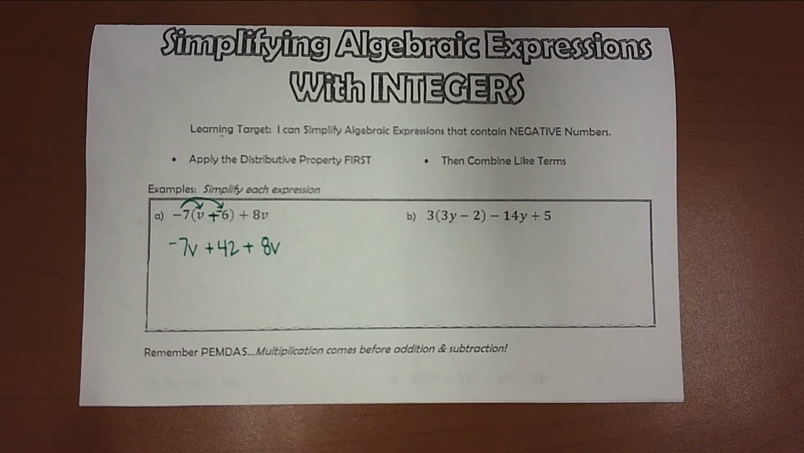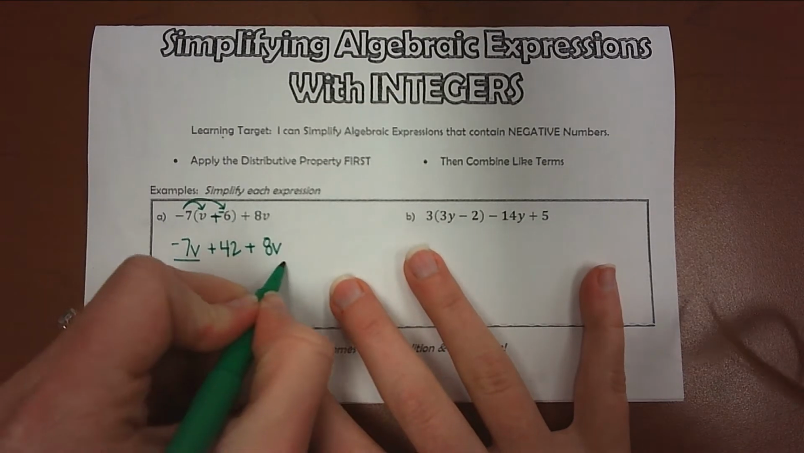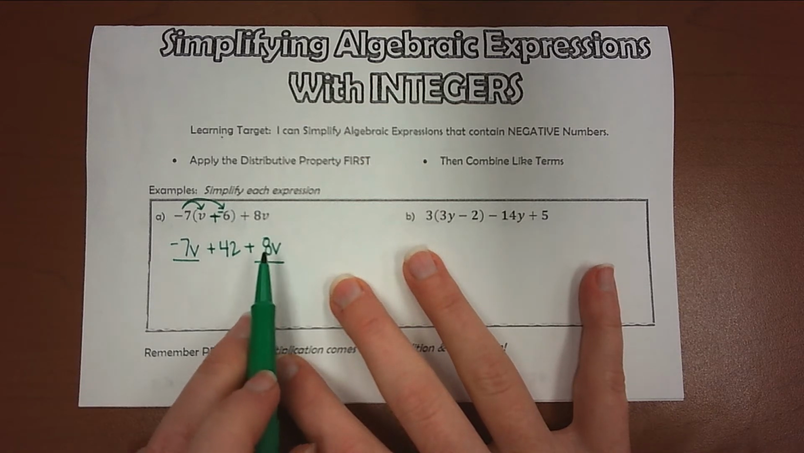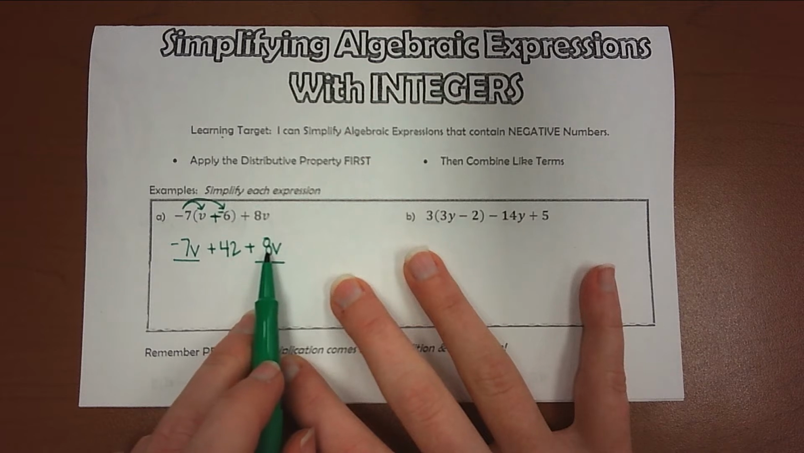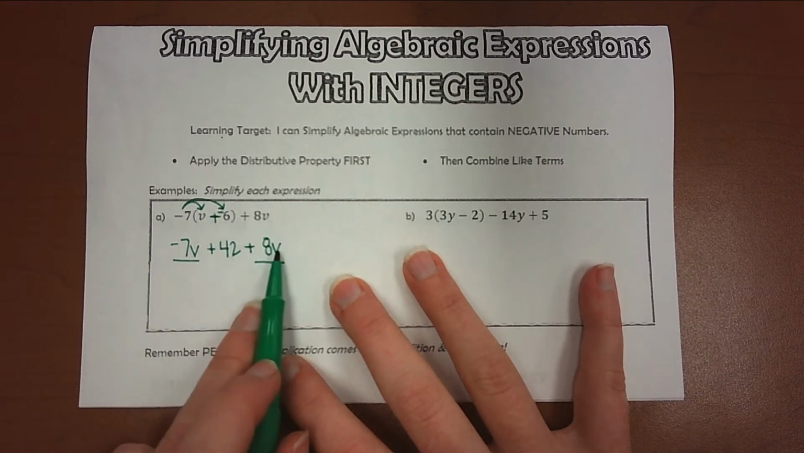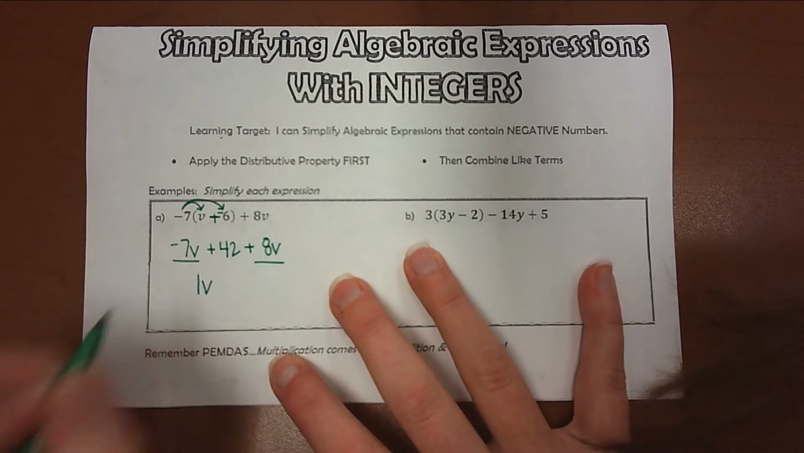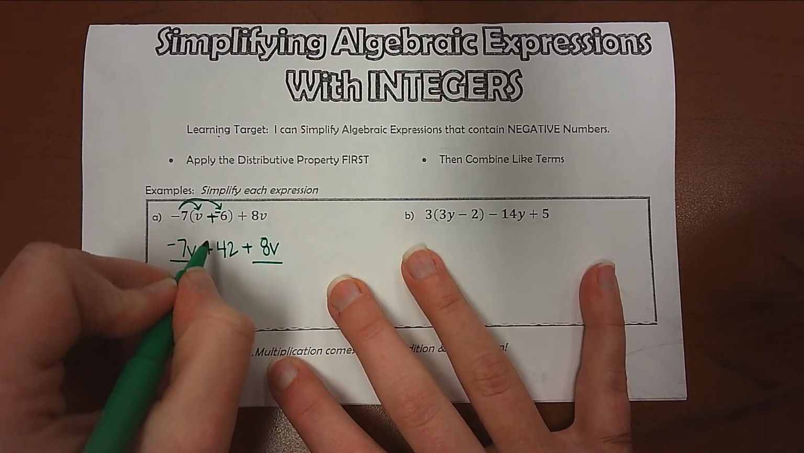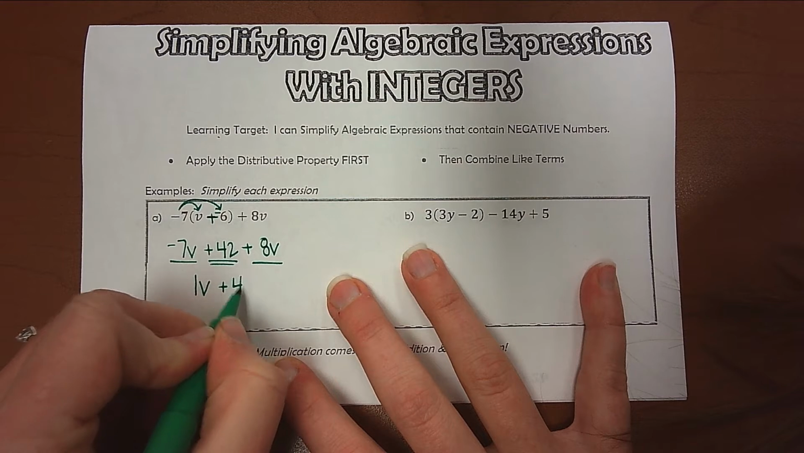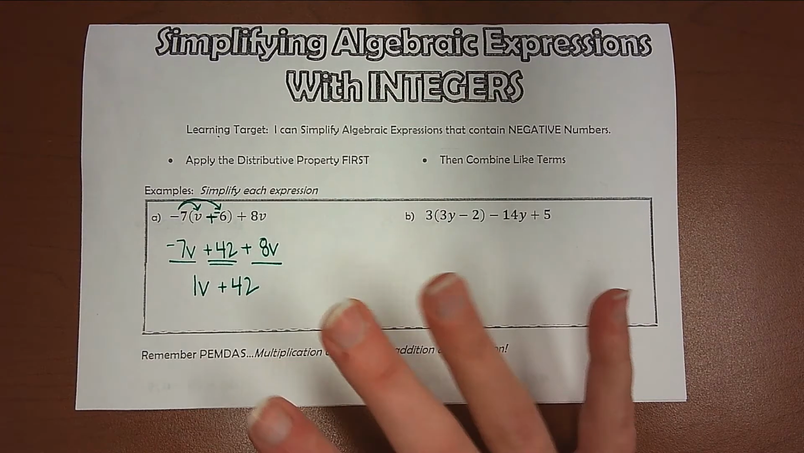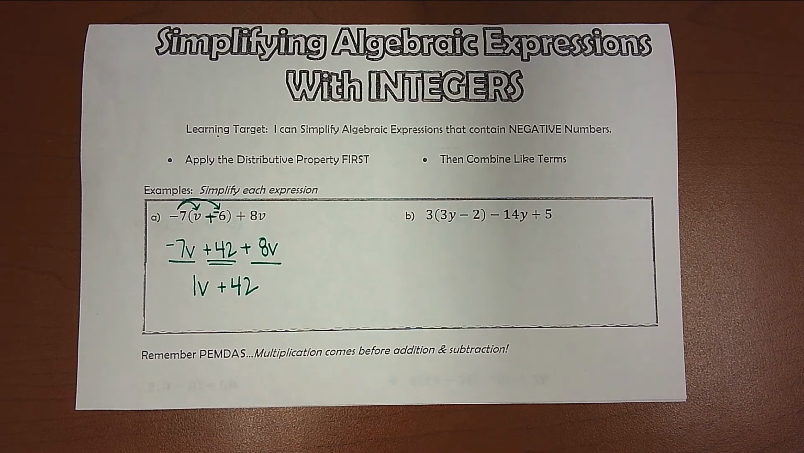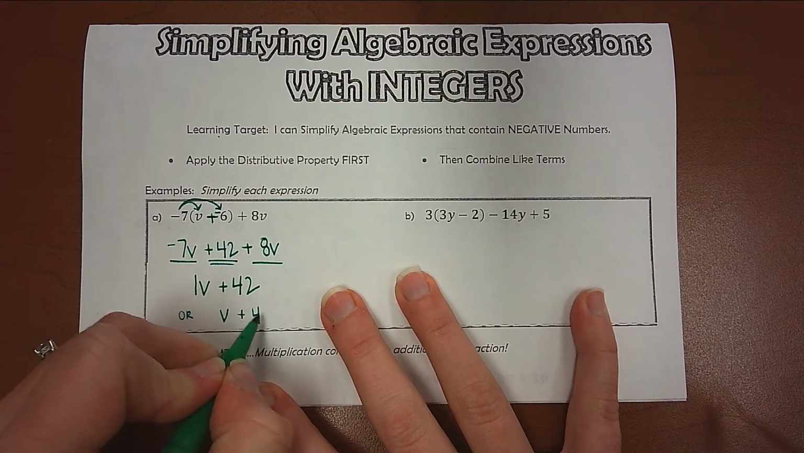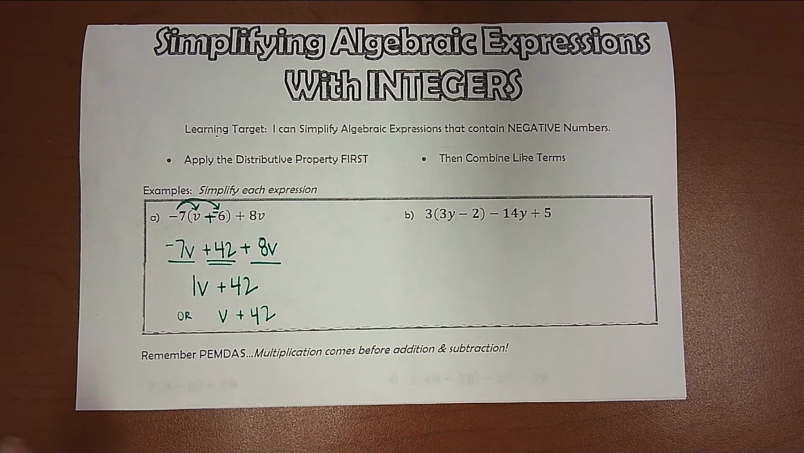Now when I go to combine like terms, like terms have the same variable and the same exponent. So negative 7v and 8v. Same signs add and keep, different signs subtract. So these two have different signs, so 8 minus 7 is 1. Keep the sign of the higher number, in this case that's positive 8, and then you'll be exact. And then 42 is its own like term. V and 42 are not like terms because they don't have the same variable and the same exponent, so this is in simplest form, 1v plus 42 or v plus 42, since 1v is the same thing as v. I would accept either answer.